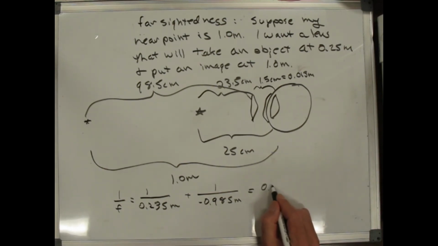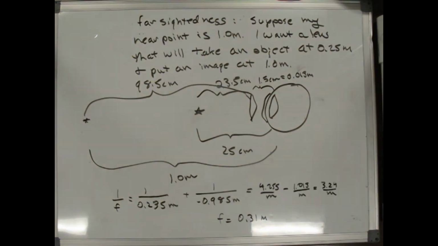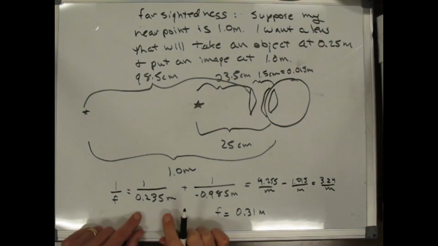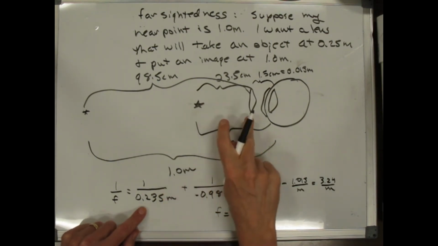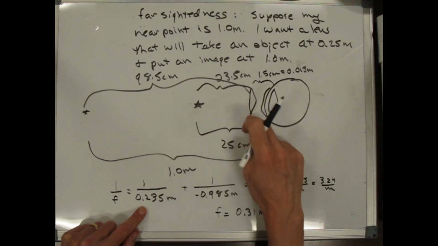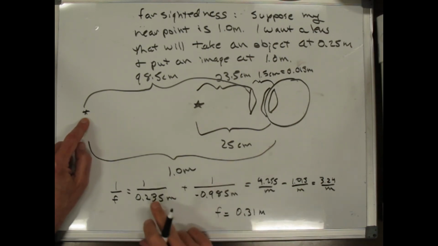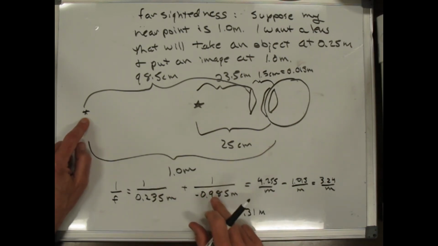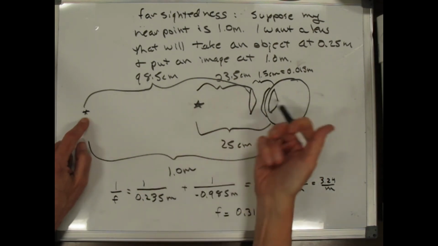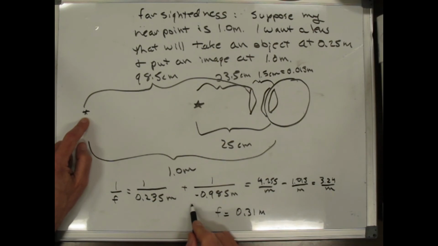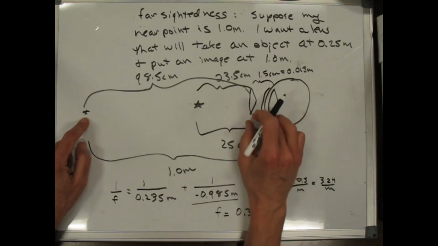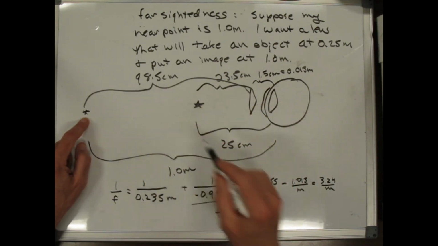Sorry, 1 over the focal length is 1 over the object position. Again, it's relative to my lens, because my lens is the thing that's going to create an image where my eye can see it at a meter. So 1 over the object distance plus 1 over the image distance. Again, the image is on the opposite side of the outgoing ray, and so that gives me minus 0.985, because it's not at a meter, but it's the distance from this lens, which is 98.5 centimeters.